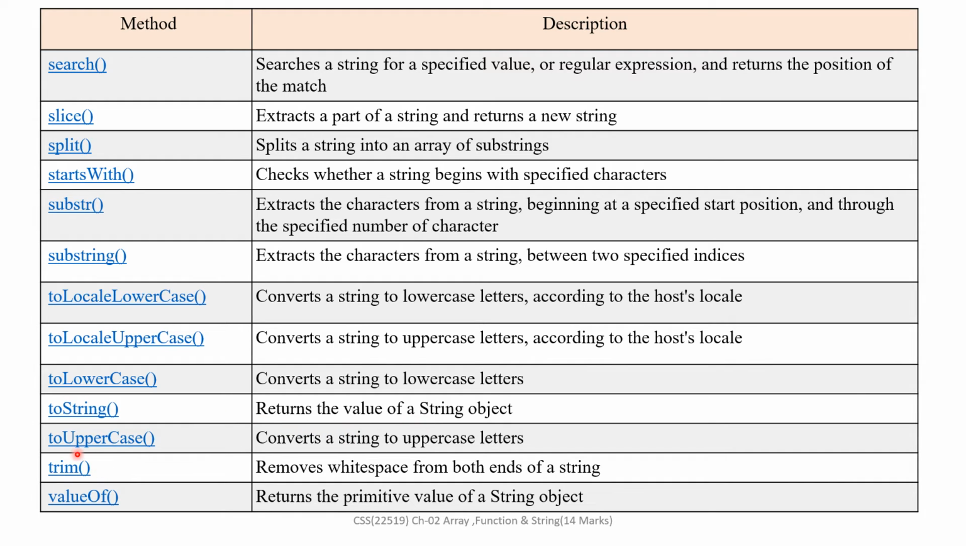Then next is toUpperCase. It converts a string to uppercase letters. Then next is trim. It removes white space from both ends of the string. valueOf returns the primitive value of a string object.